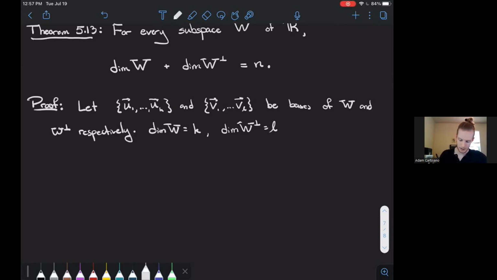Okay, let fancy B be the set of vectors U1 all the way up to UK, and V1, so it's the union of these two sets, all the way up to VK. Sorry, VL.